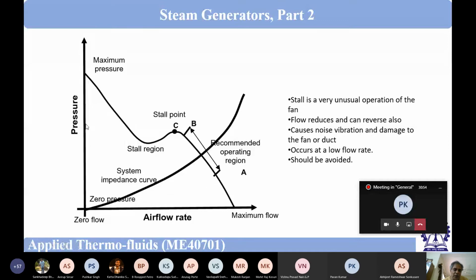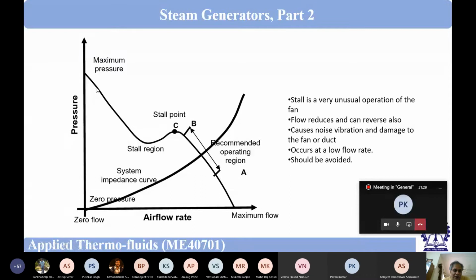And why are there two curves? Can you tell what these two curves are? So this curve is called the fan curve. Yes, please. Somebody was telling something. I said the second curve is for power. No, here the second curve is not the power curve. Here this is called the system characteristic. So this is called the fan characteristic curve, and this is called the system characteristic curve or duct characteristic curve.